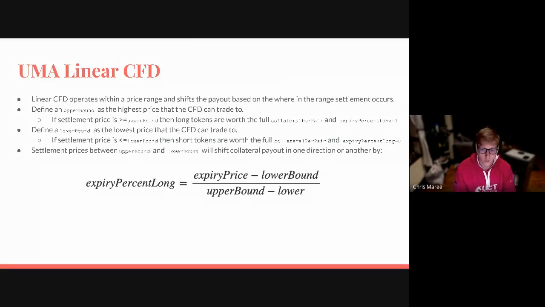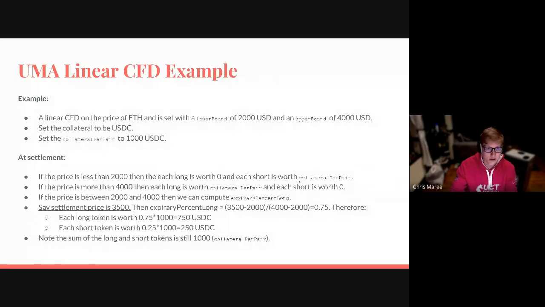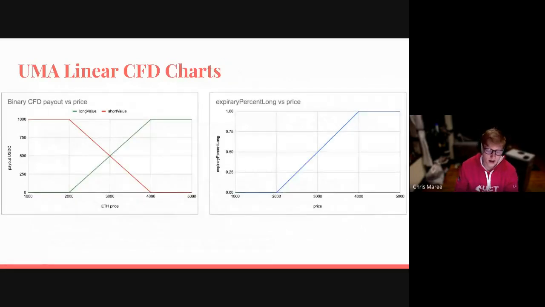And we can define the value of this split within the range just using this equation, where we basically find where in the bound the price sat. And we can create the same kind of graphs, or we'll make an example, then look at the graphs. We can create a linear CFD on the price of ETH, where we set the lower bound to be 2,000 USD and an upper bound of 4,000 USD, and we set the collateral per pair to be 1,000, and the collateral currency is USDC. And yeah, we can see that if the price is less than 2,000, then the longs expire worthless. Each short will be worth 1,000. If the price is more than 4,000, then the shorts expire worthless, and the longs are worth 1,000. And if it's anywhere between the two, then we can calculate how much each long and each short token is redeemable for.